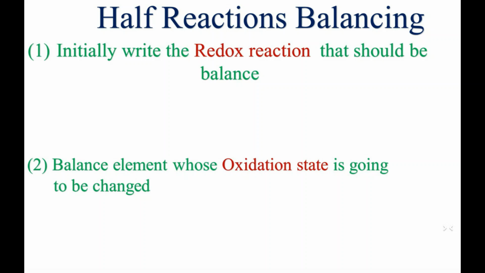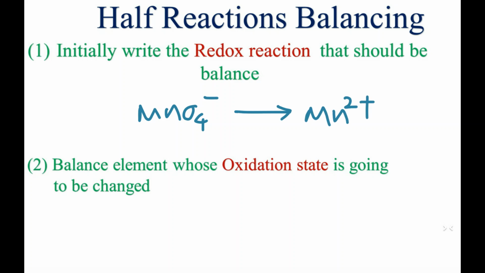In this video we are going to talk about how to balance a half reaction. There are a few rules we have to follow. First one is initially write the redox reaction that should be balanced. In this example I am going to take permanganate ion, MnO4 minus, becomes Mn2 plus in acidic medium. This is the redox reaction we need to balance right now.